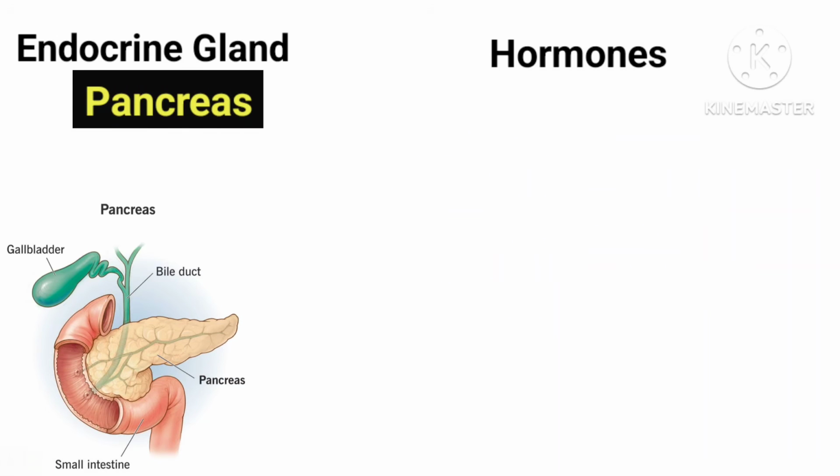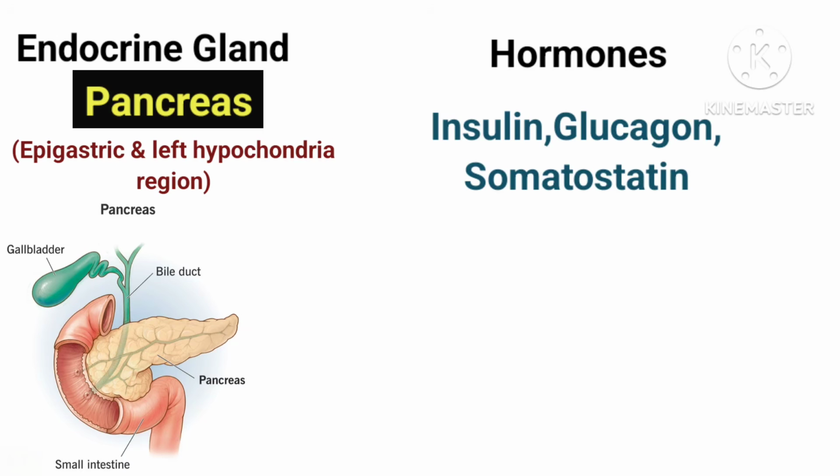Next is the pancreas, which is present in the epigastric and left hypochondriac region. The pancreas secretes several hormones, mainly insulin and glucagon, which work together to regulate blood glucose levels. Insulin lowers the blood sugar while glucagon raises it. The pancreas also secretes somatostatin, which regulates the release of insulin and glucagon, and the pancreatic polypeptide, which regulates the pancreatic secretions.